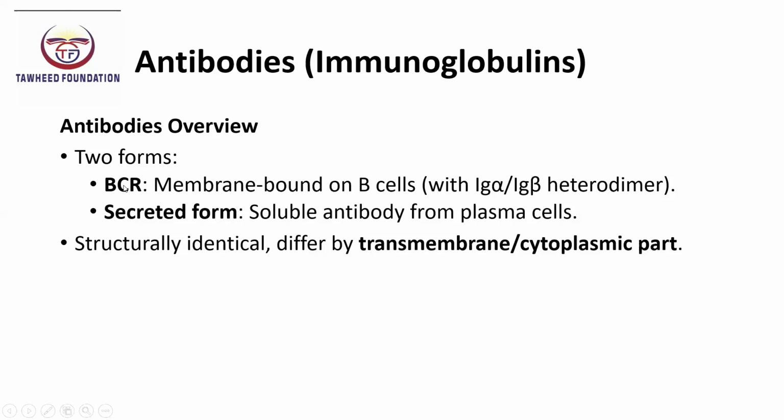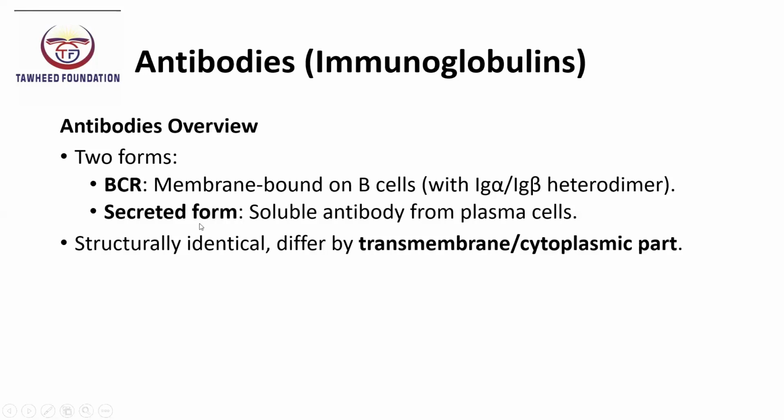The first form is B cell receptors, BCR, which is membrane bound on the surface of B lymphocytes. The BCR is essentially an immunoglobulin molecule attached to the B cell membrane, and it is closely associated with the signaling heterodimer known as Ig alpha and Ig beta. This heterodimer is crucial because it transmits activation signals into the B cell when the receptor binds its specific antigen. This signaling triggers B cell activation, proliferation, and differentiation into antibody producing plasma cells or memory B cells.